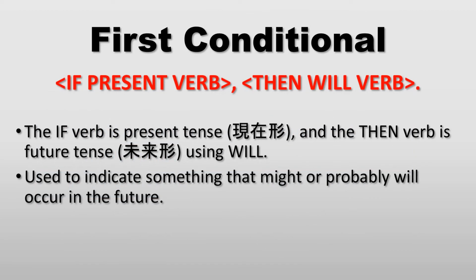For the first conditional, the if verb is present tense, genzai kei, and the then verb is future tense, mirai kei, using will. This indicates that something will likely happen in the future.